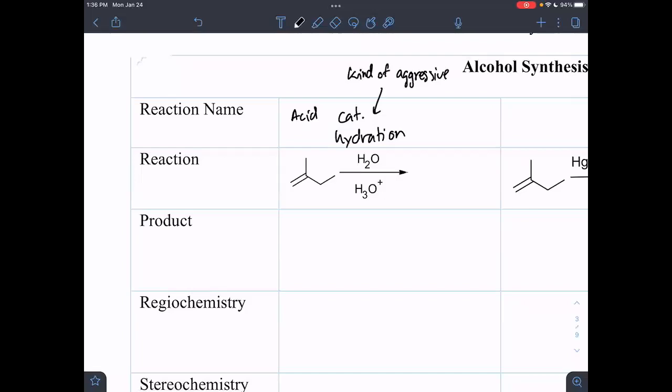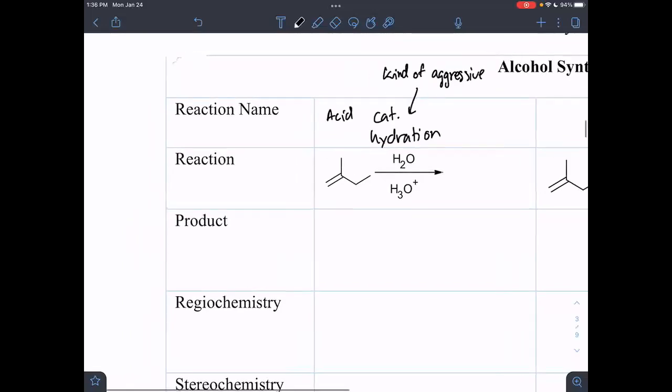Let me just draw the other possible reagents. I'll redo this chart because there's a lot more information that he said that I didn't give myself room for. So I'll just redo it as a study guide and then upload that. So don't worry.